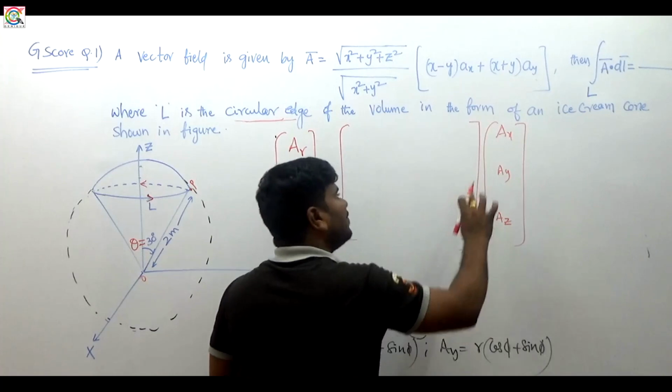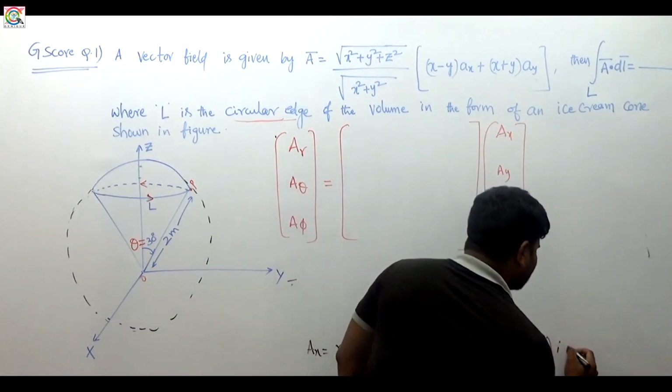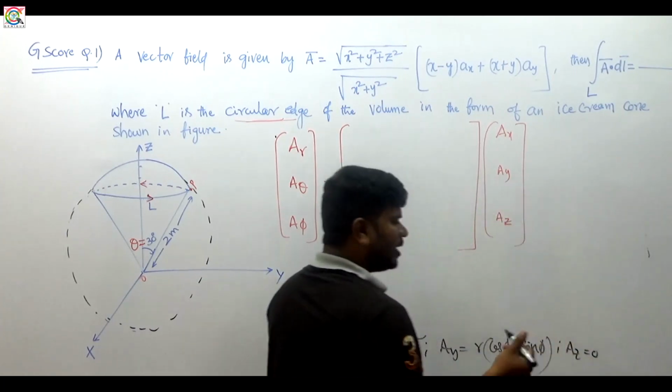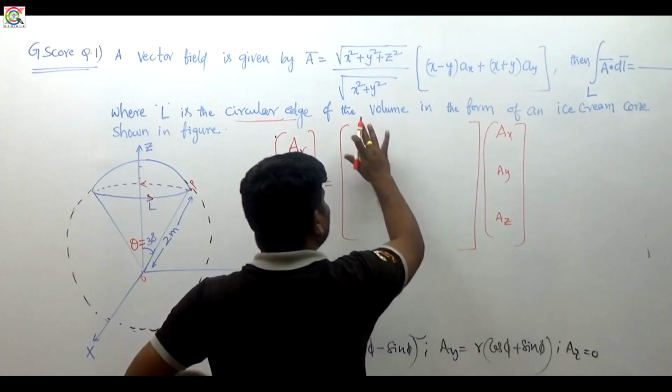Already we have Ax, Ay, Az. What is the Az value? Here the Az value is equal to 0. So now, what is this transformation matrix?